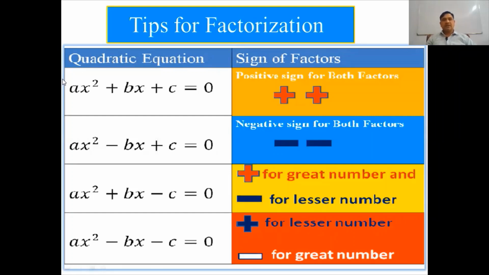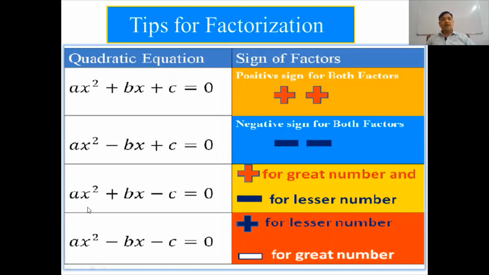For example, if the equation is ax square plus bx plus c, meaning the coefficient of x is positive and the constant c is positive, then we have to take positive signs for both factors. r will take a positive sign, and s will also take a positive sign. If the quadratic equation is ax square minus bx plus c is equal to 0, it means the coefficient of x is negative. Now you have to select negative signs for both factors. r will take a negative sign, and s will also take a negative sign.